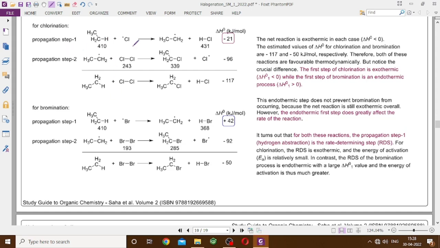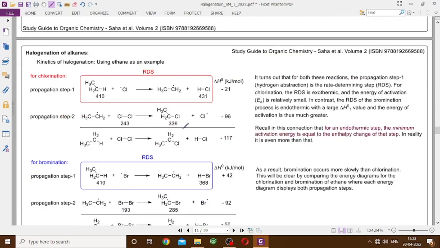Now for a chlorination reaction, it is immediately seen that propagation step 1, which is the determining step, is exothermic, and for bromination, that is endothermic. So here lies the difference which gives rise to the rate difference between the two systems. One rate determining step is exothermic, the other rate determining step is endothermic.